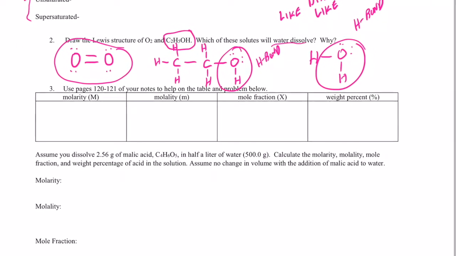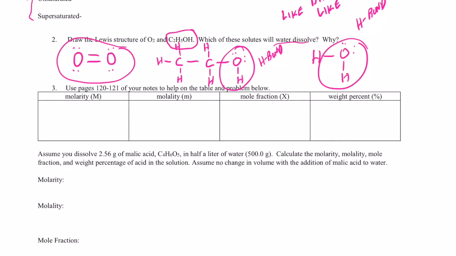Okay. Along with vocabulary, we did a lot of calculations. This was probably the hardest part of the unit for you, for some of you. We did molarity, molality, mole fraction, and weight percent. So I want to do one problem that, well, actually incorporates all 4 of these units. And so, let's say I have 2.56 grams of malic acid, C4H6O5. And I place that in a half a liter of water.